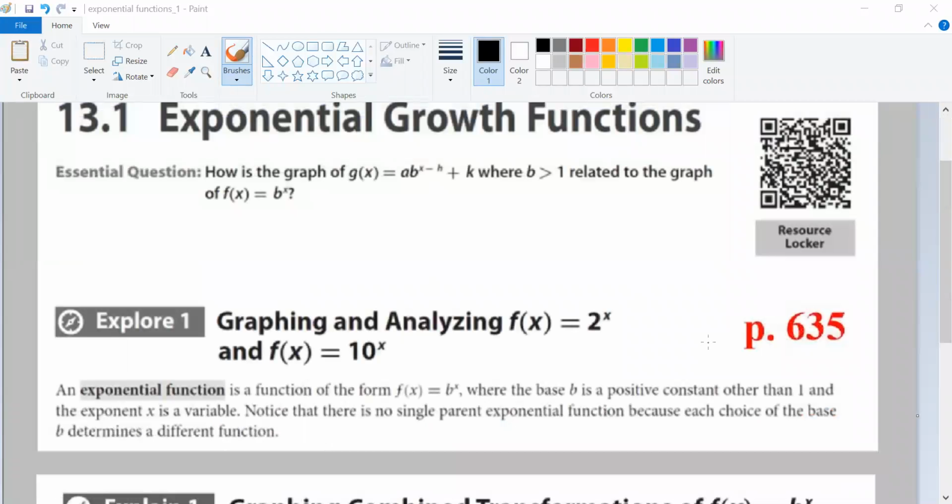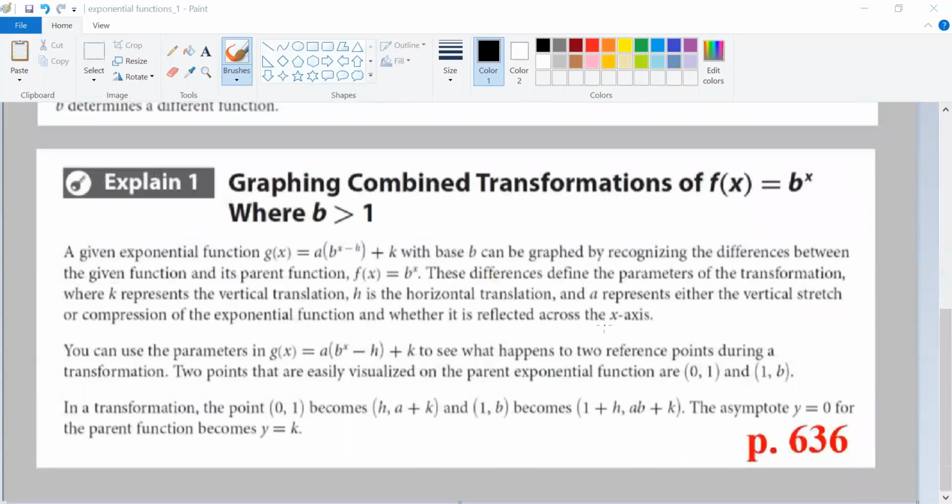First, I skipped over the first part because it's a little basic and I want to get to the bulkier part. But if you look at page 635 in the textbook for this chapter, it goes into the graph of f of x equals 2 to the x. It's an exponential graph. And also f of x equals 10 to the x power. I'll give a quick graph of that on the next page. But this is what happens with the graphs.